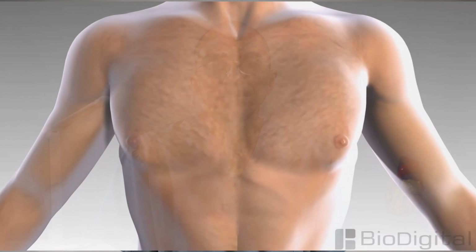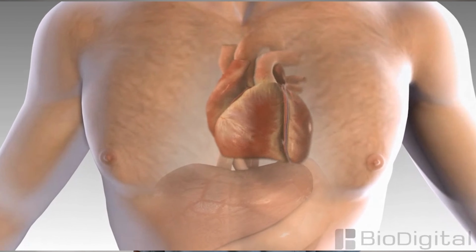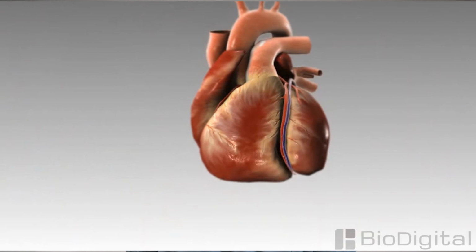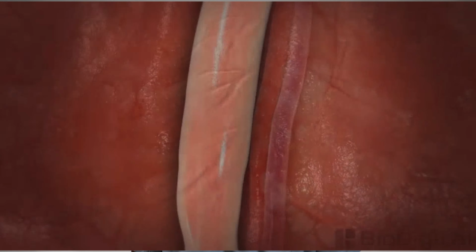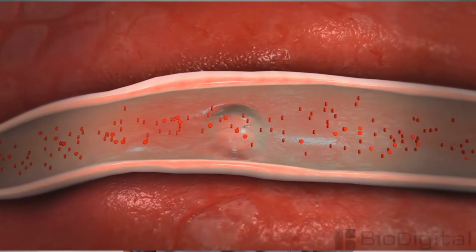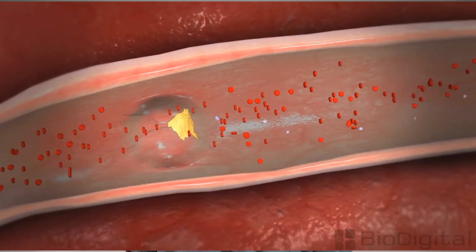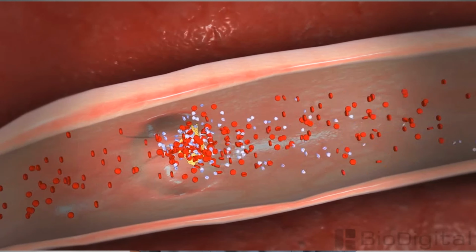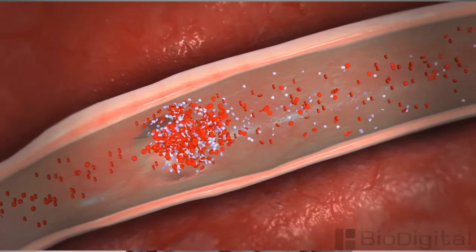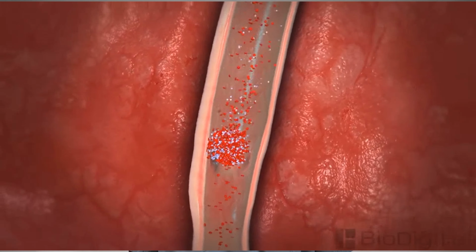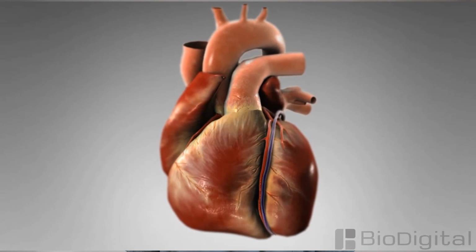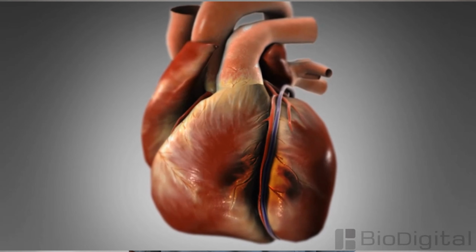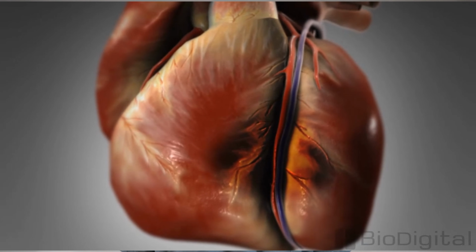Here is an animation of what happens. The heart is responsible for pumping oxygen-rich blood to the rest of the body. The muscle of the heart itself also needs a supply of blood. We see one of the coronary arteries here. When a cholesterol plaque cap breaks, platelets attach to it, creating a blood clot, blocking blood flow to the muscle of the heart. Without blood, the heart muscle is starved of oxygen, causing damage to the heart muscle, and a heart attack occurs because the damaged muscle can no longer work properly.